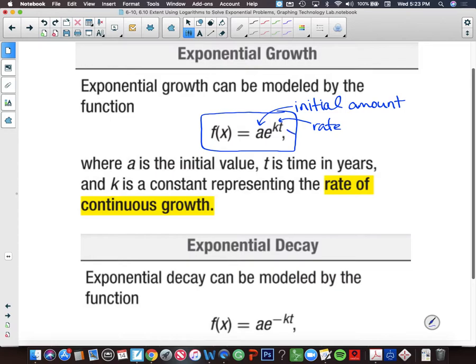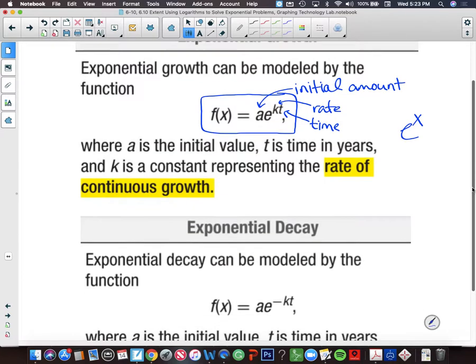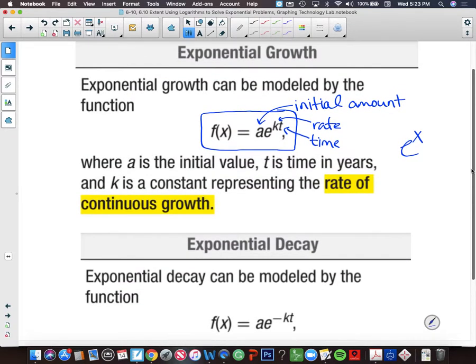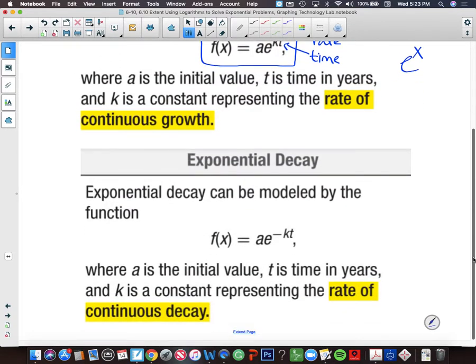T is time, and e is just that button in your calculator, that e to the x button, okay? So wherever the natural log button is, you can find that e to the x button. Okay, so those are all the pieces for these equations. This is continuous growth up here because the exponent is positive, and down at the bottom, that's continuous decay because of this negative exponent.